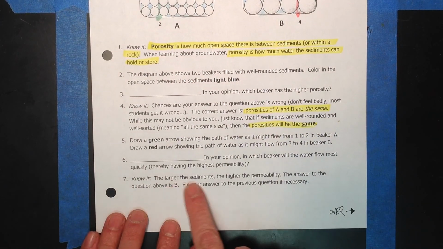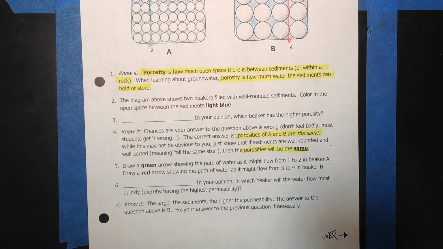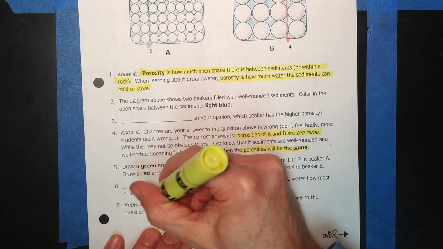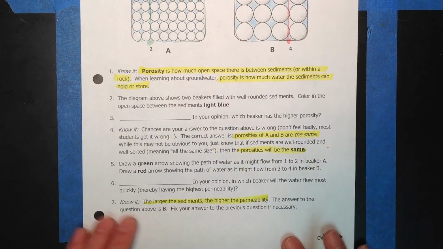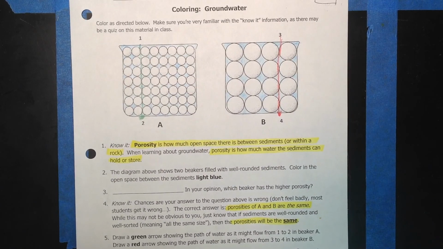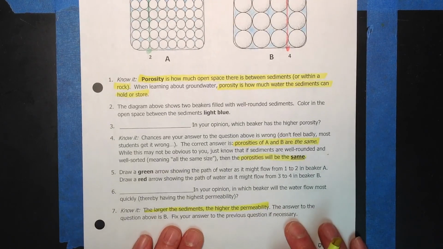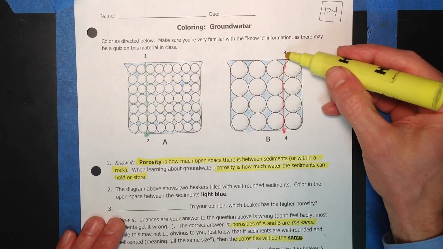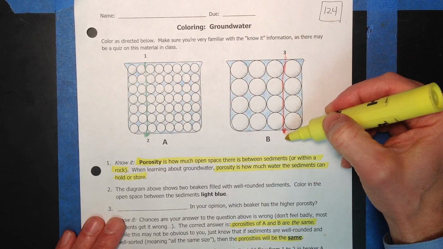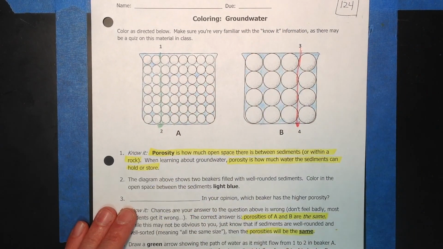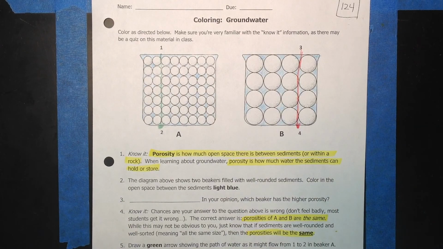7. Know It. The larger the sediments, the higher the permeability. Therefore, the correct answer to the question above is B. Fix your answer to the previous question if necessary. So the water will flow easier and faster here than it will here. Permeability is higher here.